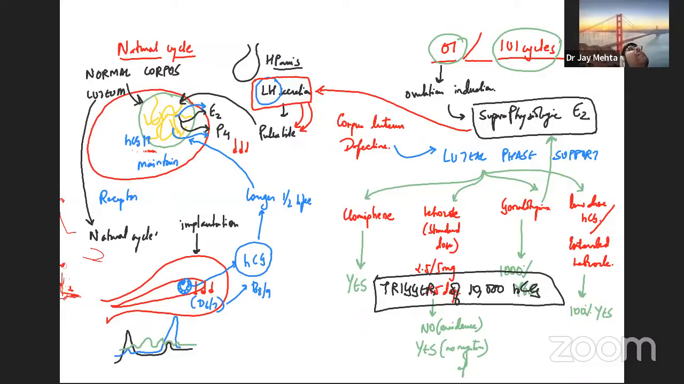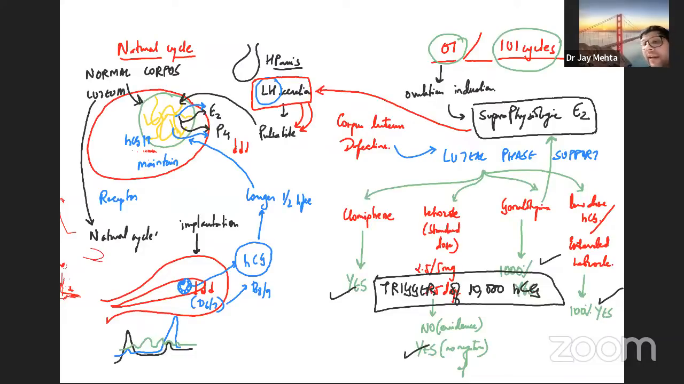Almost what everyone does on earth is that they are going to give a trigger of 10,000 HCG. Despite giving a trigger of 10,000 HCG, the evidence remains the same. Clomiphene, yes. Letrozole, yes, no negative effect. Gonadotropin, 1000%. Low dose HCG, 100%.